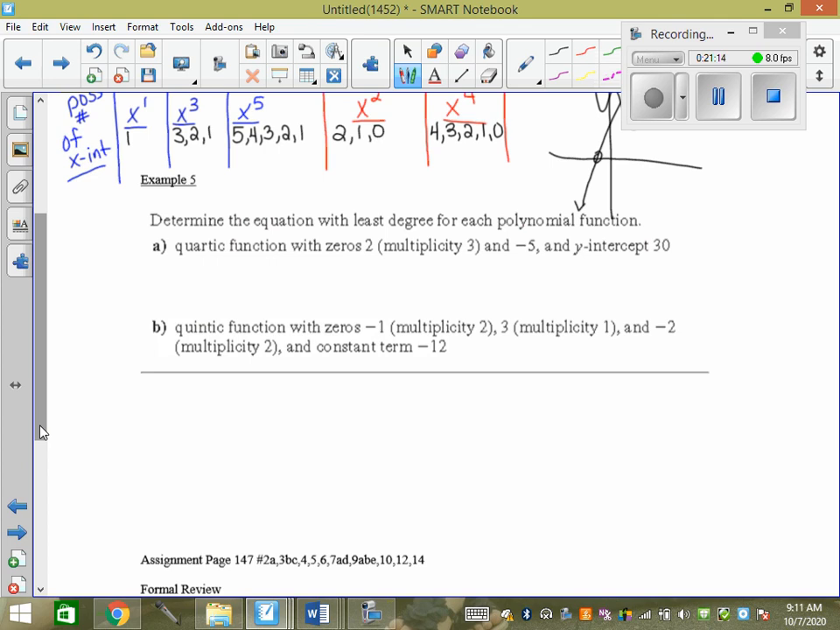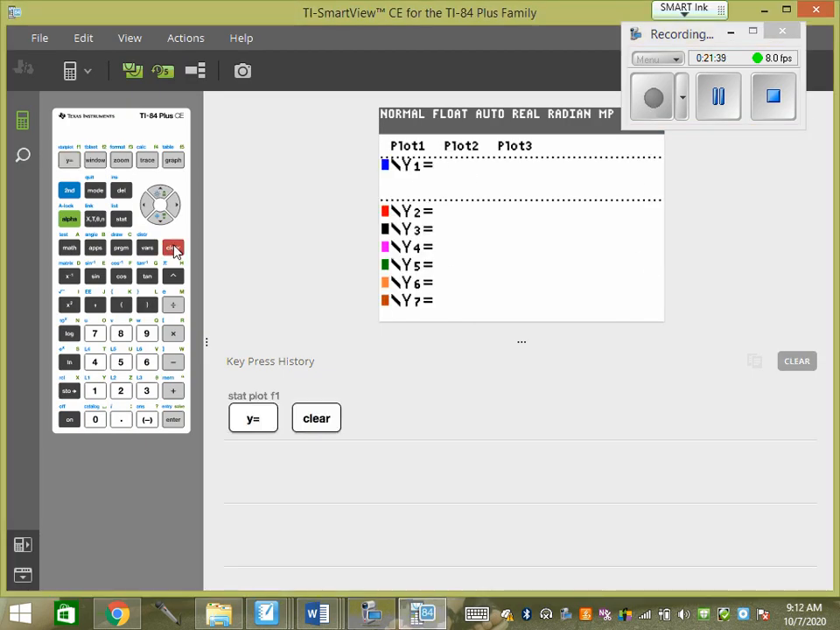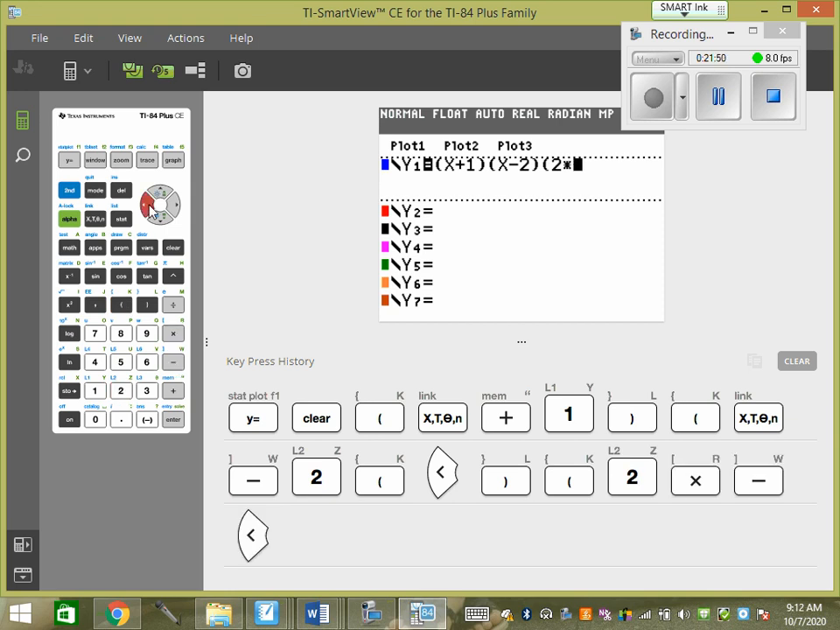When we're doing this, I want you to type this into your calculator first. Y equals (x plus 1)(x minus 2)(2x minus 3). Please type that in. So we have x plus 1, x minus 2, 2x minus 3. Is that what I said? I'm going to take that as a yes because no one is correcting me.